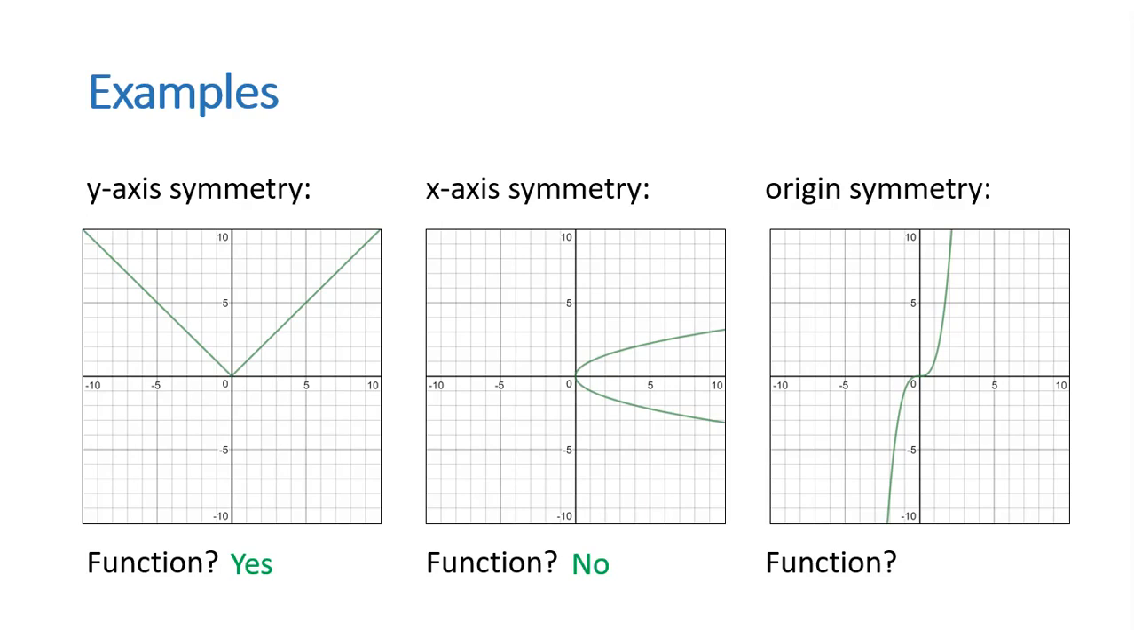In general, x-axis symmetry does not correspond to a function. For the last graph, we can draw a vertical line anywhere we want, and it will only cross the graph one time, so it is also a function. So to summarize, functions can have y-axis symmetry and they can have origin symmetry, but they cannot have x-axis symmetry.